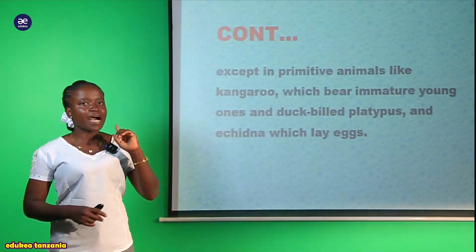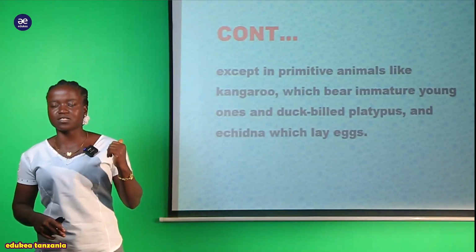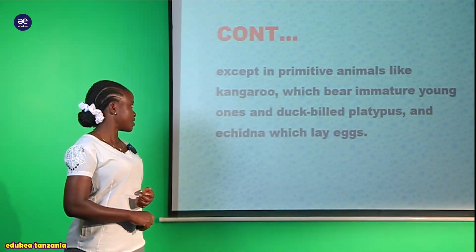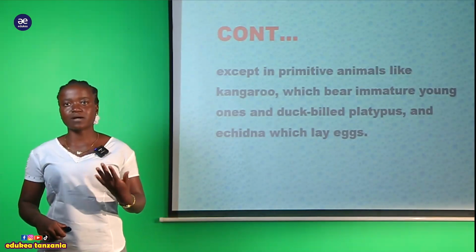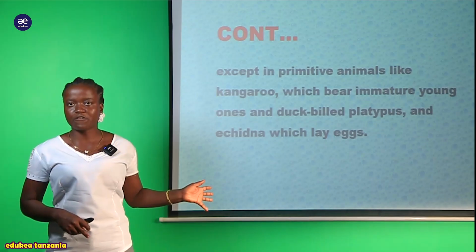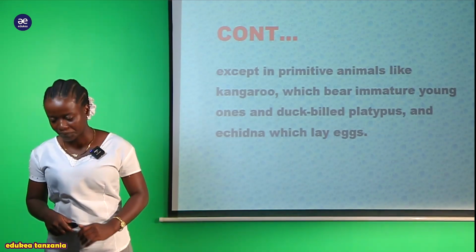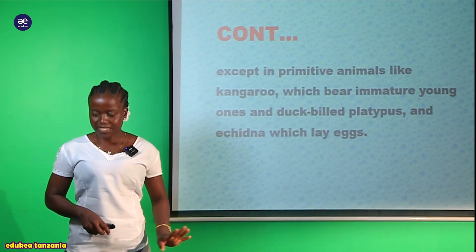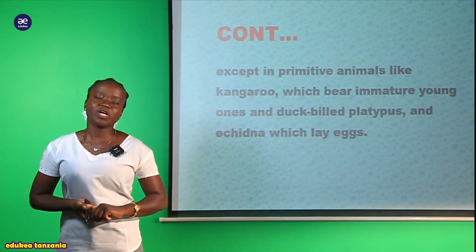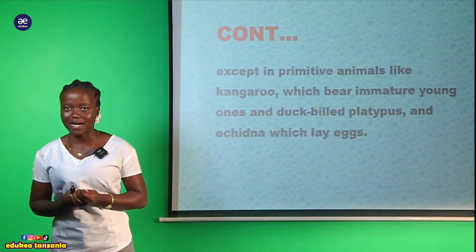But also we have another organism which is found within this class, but they have the ability of laying eggs. For example, here we have echidna. Huyo organism ana ule uwezo wa kutaga mayai. So also they are found within the class mammal. So my students, here now we have finished looking at the distinctive features which are found within the class mammal.